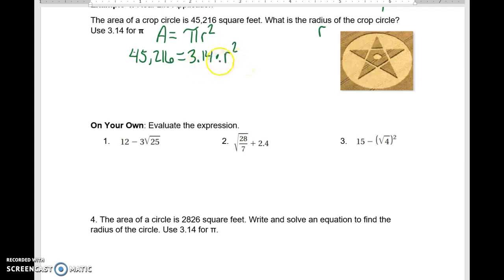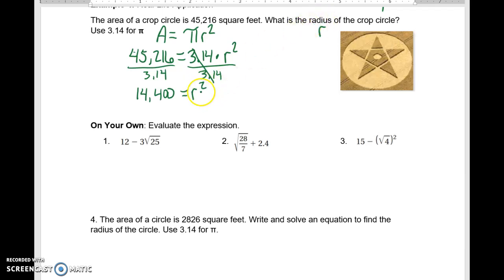To solve equations, to get the R isolated when it's being multiplied by something, we are going to divide both sides by 3.14. Of course, you would use a calculator on this side. When you divide here, you get 14,400. Pi's cancel out over here, equals R squared. Okay, and we talked about inverse operations at the top. This is not asking me what's the radius squared. It just wants the radius.